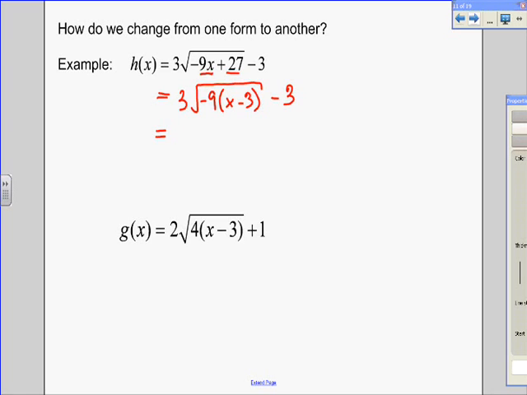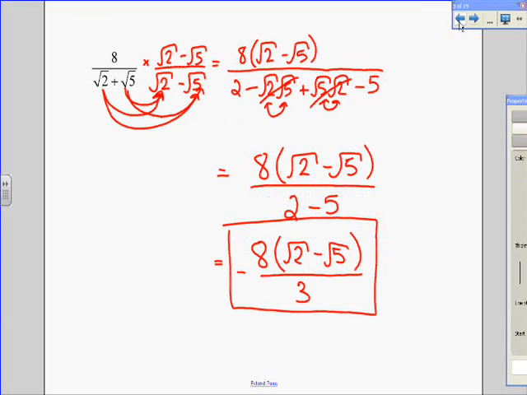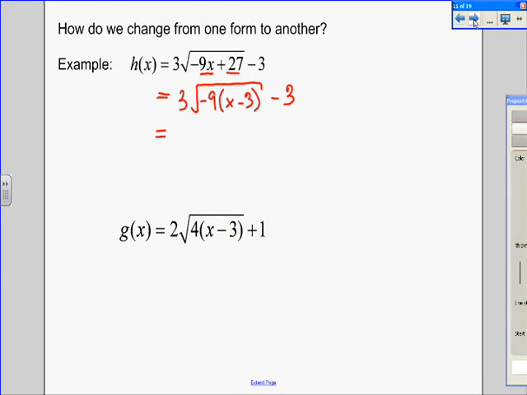So what can I do with that? I can actually use that property I showed you right here. And we can use that to remove that 9. Okay, so we're going to do this.